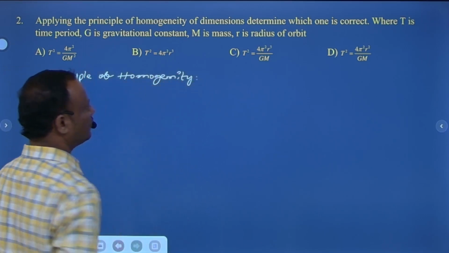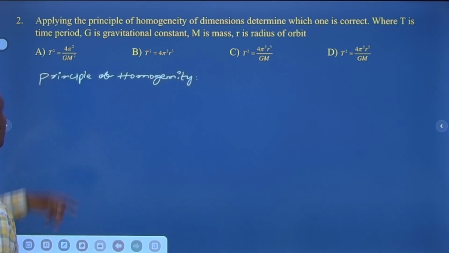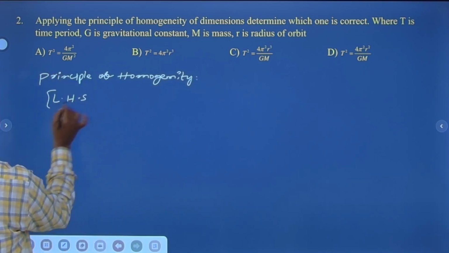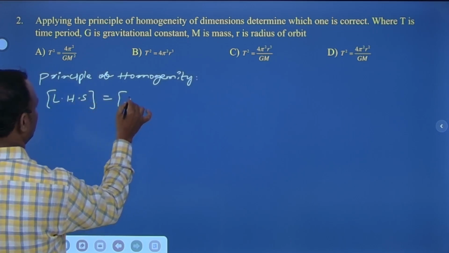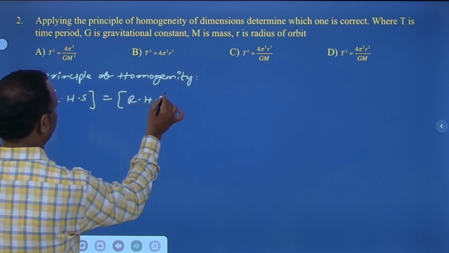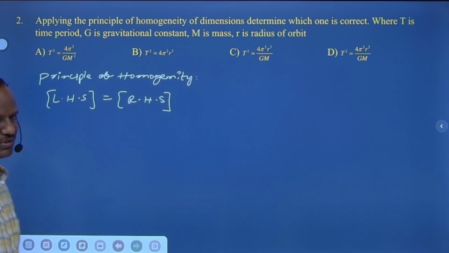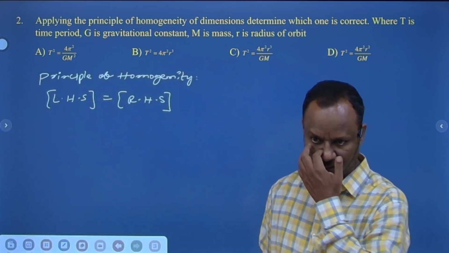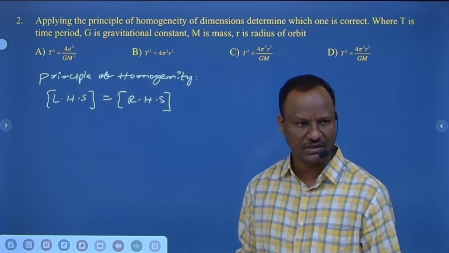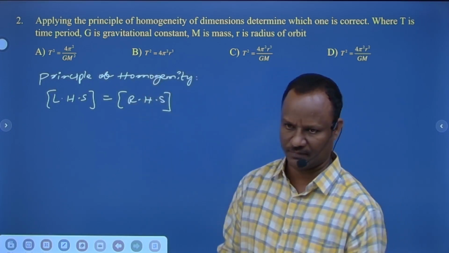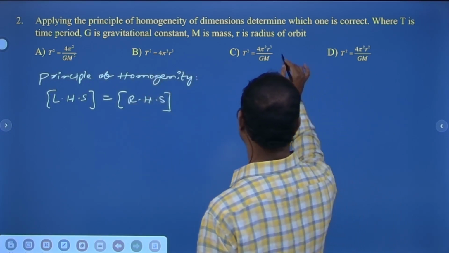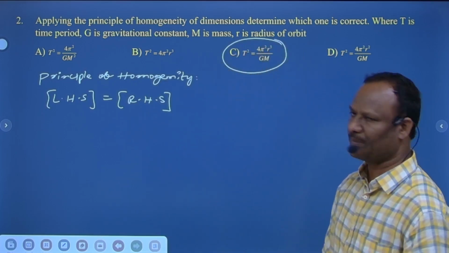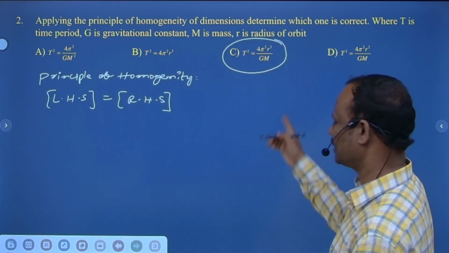For the principle of homogeneity, the dimension formula of the left hand side is equal to the dimension formula of the right hand side. Physical quantities of the same dimension formula can be added, subtracted, and equated. So I am checking this: T square, 4 pi square r cube, next one GM.